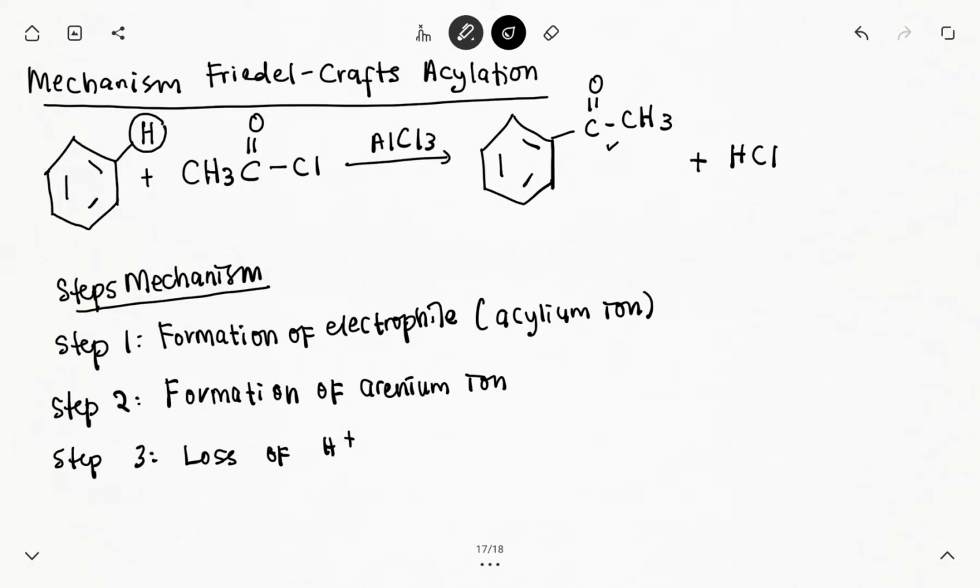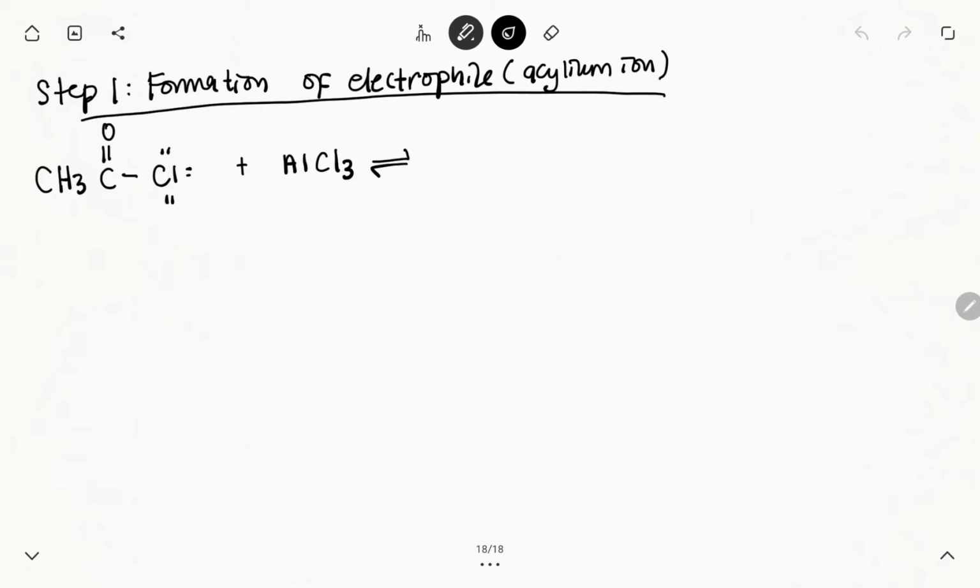For the step mechanism, this process is the same. We have three steps. First, the formation of the electrophile, which we call the acylium ion. Second, similar to another mechanism, the formation of the arenium ion. And last, the formation of the target product by the loss of a proton. So the first step involves your reagent and our Lewis acid.